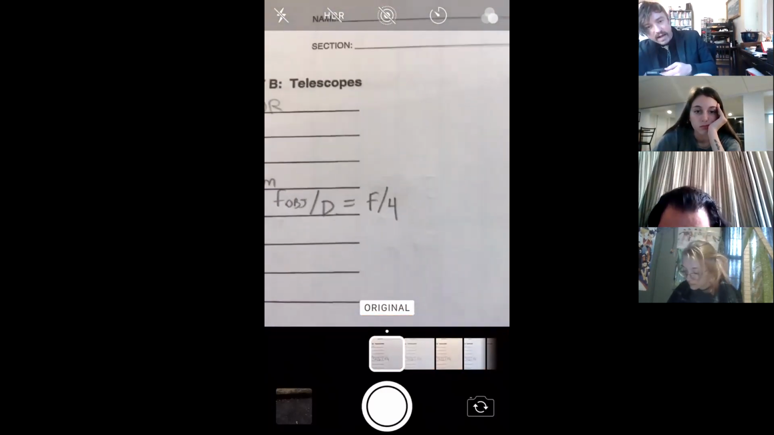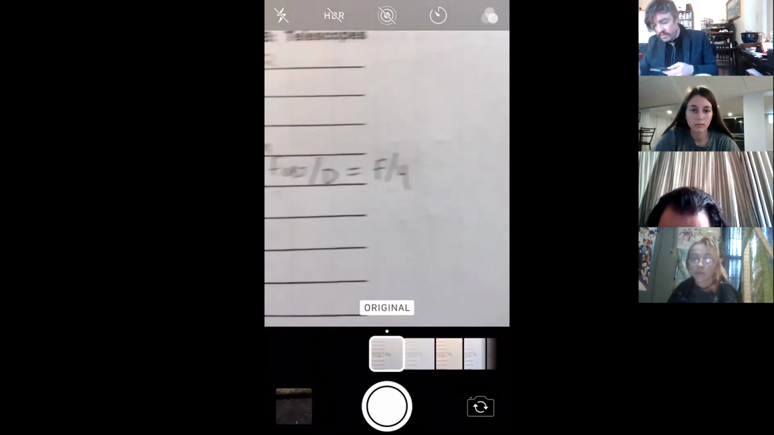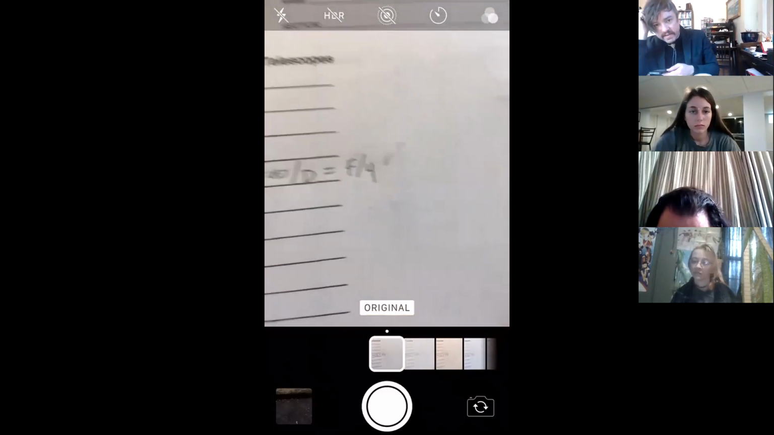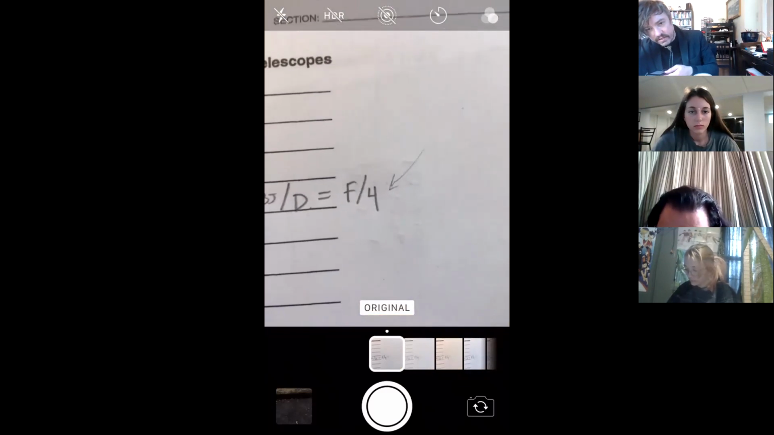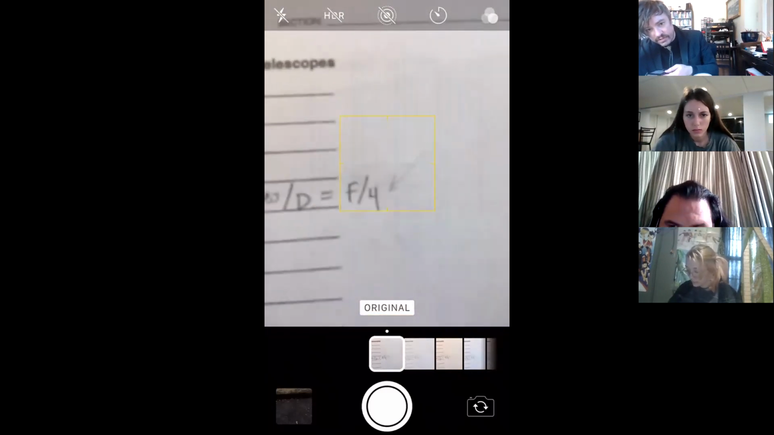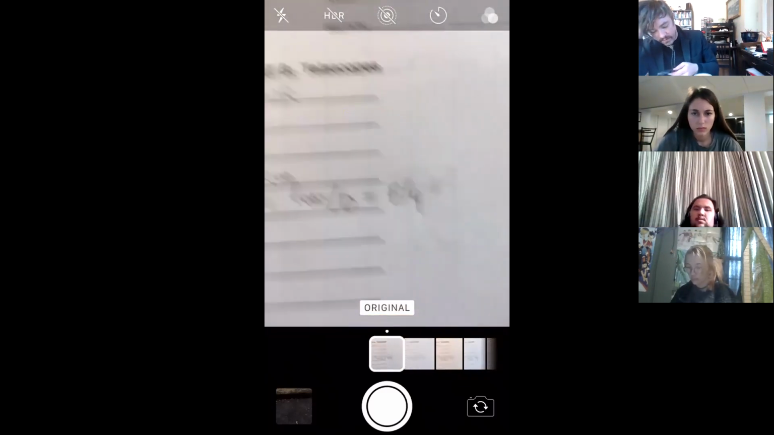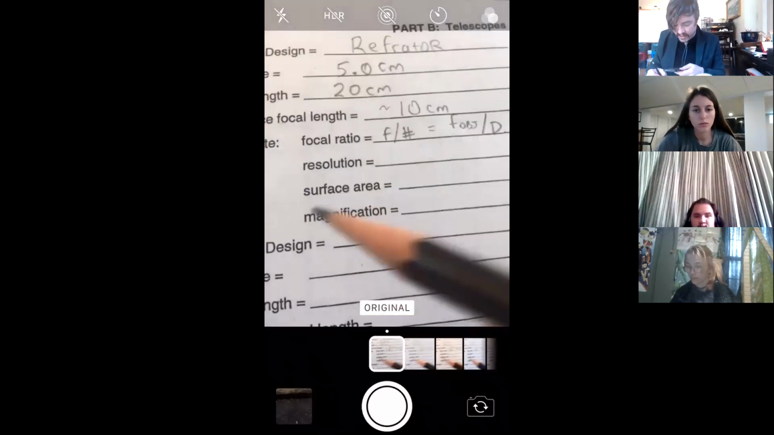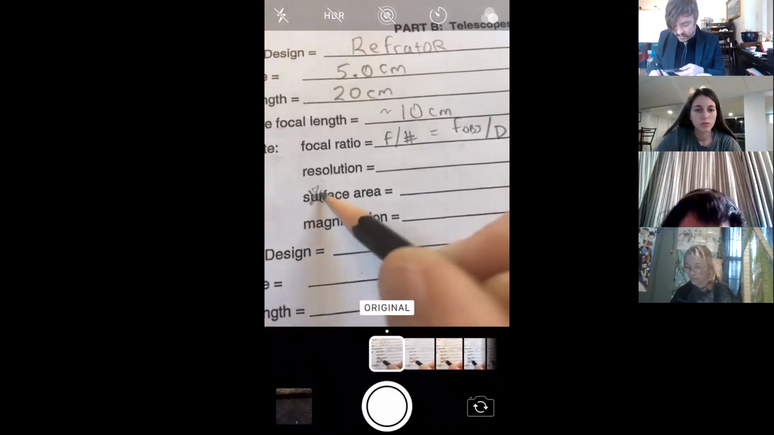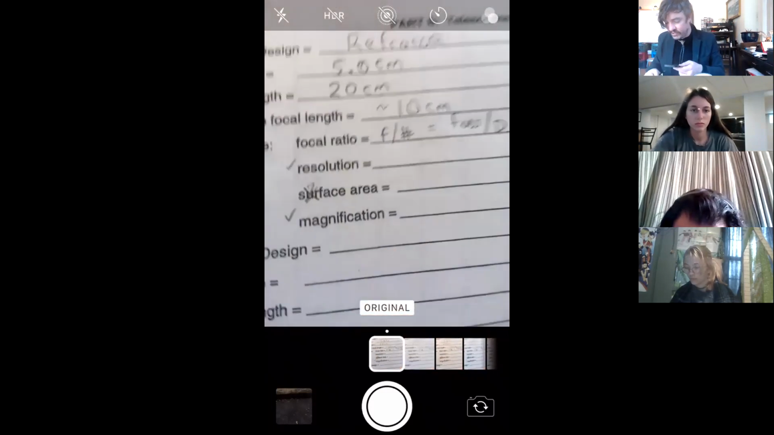They call this f/4 optics. Sometimes the focal ratio is known as the speed of your camera, because it determines how long you'll have to expose your chip or your photographic film for. The other thing that I wanted to show you is the resolution and the magnification.